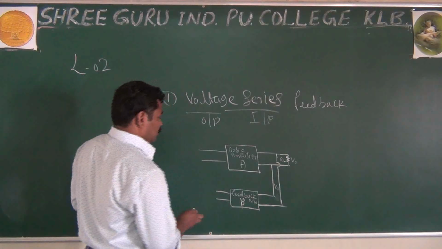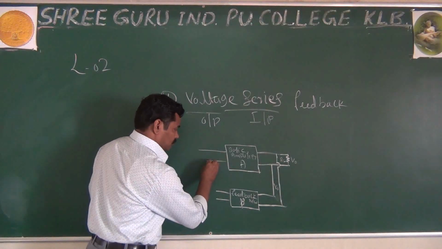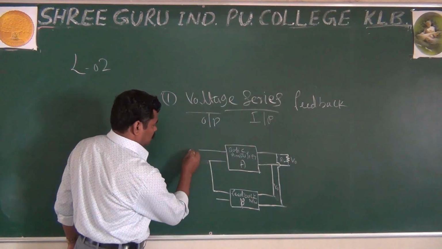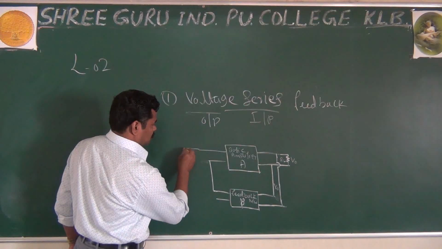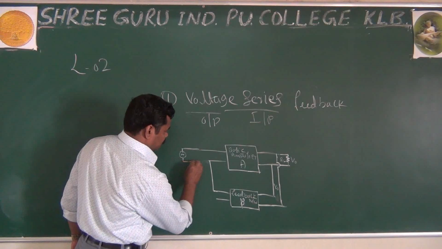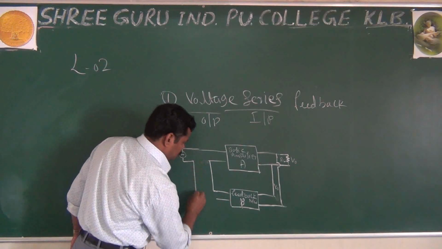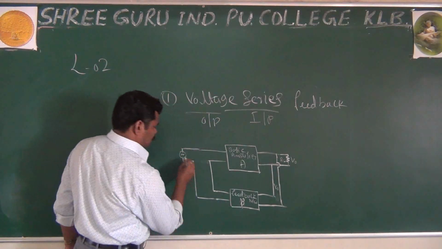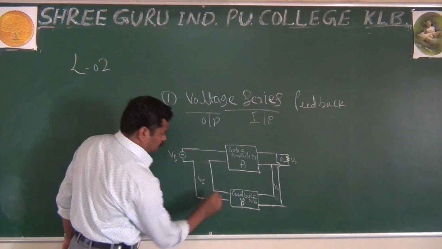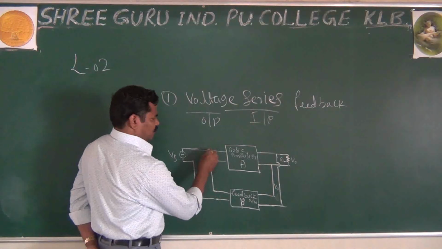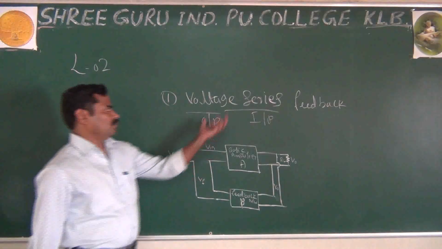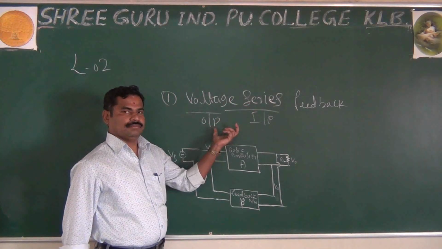It means you are connected in series here. And here you are using a voltage source, and this voltage source is in series. This is nothing but your VS, and this is your generator. This is a very simple way to understand your voltage series feedback.